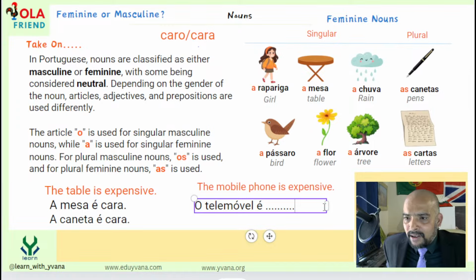A mesa é cara. That's cool, Anju. That's nice. A mesa é cara. Hari sir, that's nice. Bikram sir, a mesa é muito cara. Not muito caro, maybe cara just a bit, right? So we have to use cara, okay? That's cool.